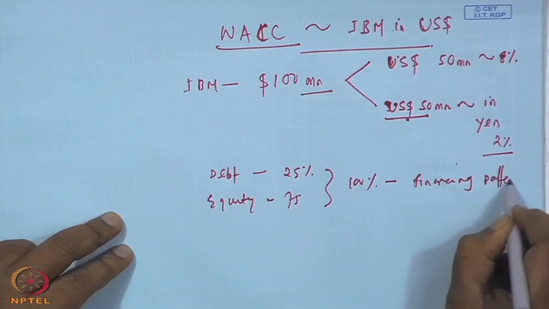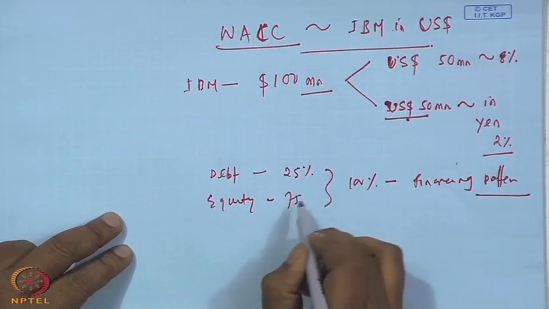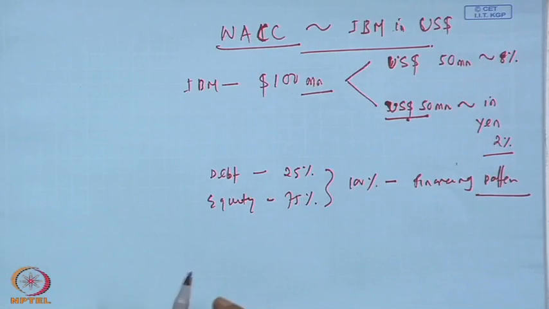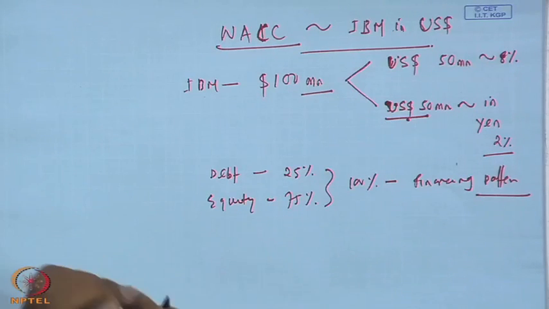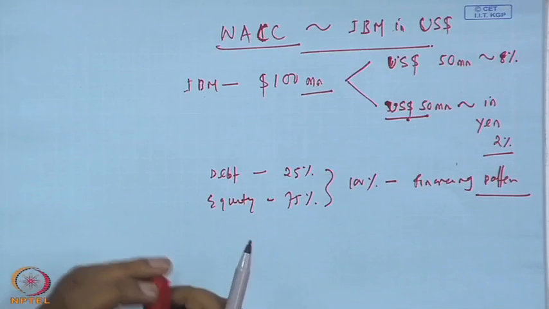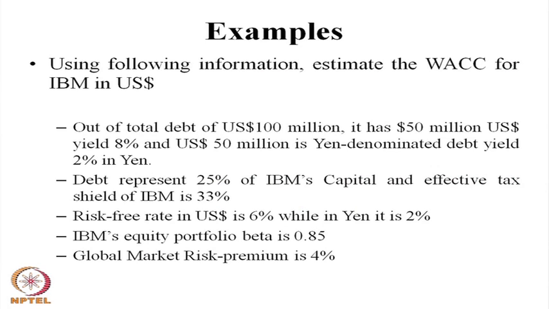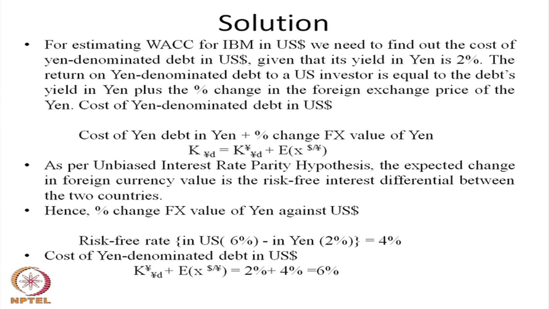So, debt financing is 25%, equity financing is 75%. Now, the risk free interest rate given to us is 6% in US dollar and 2% in yen. The IBM equity beta given to us is 0.85 and the global risk premium is 4%. How can you estimate this? Because here you have to estimate the WACC of the company.